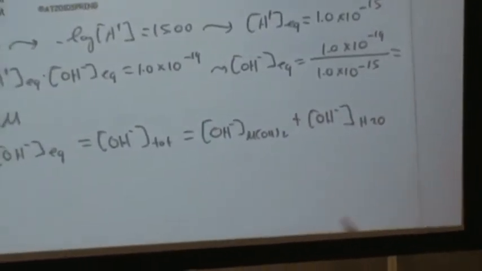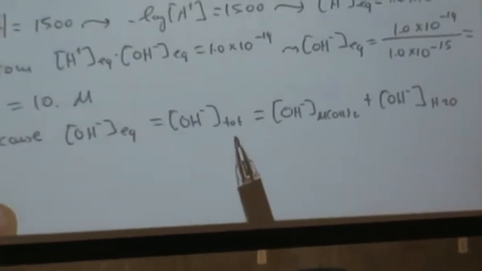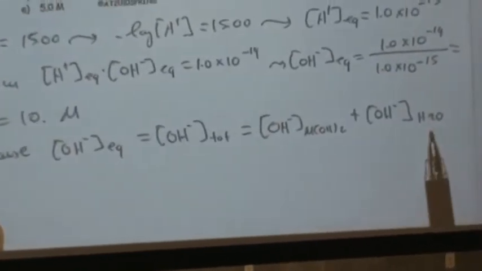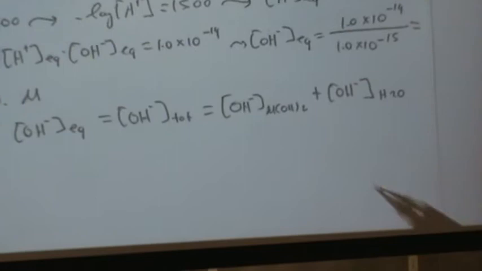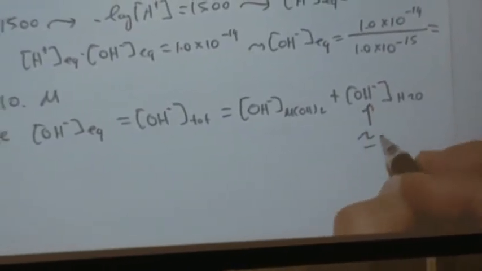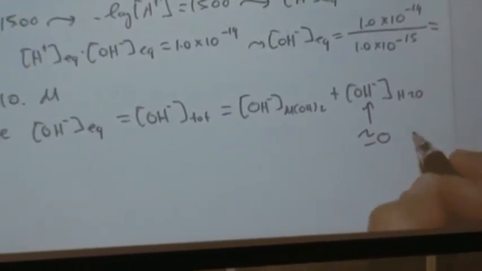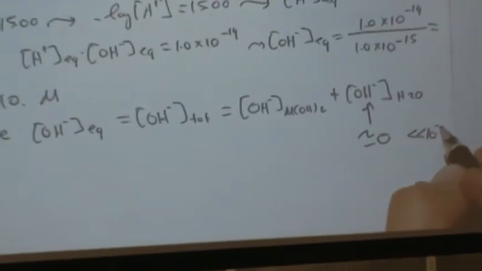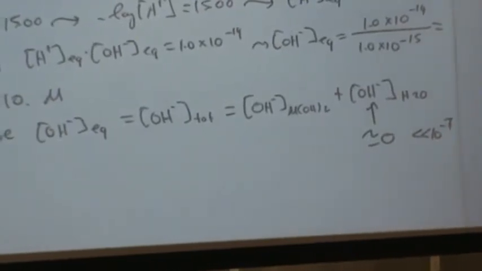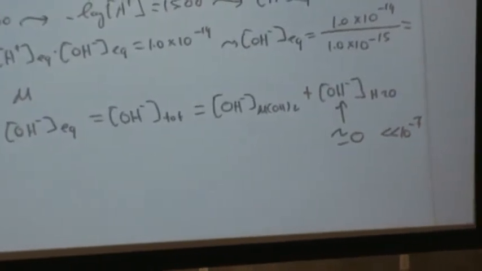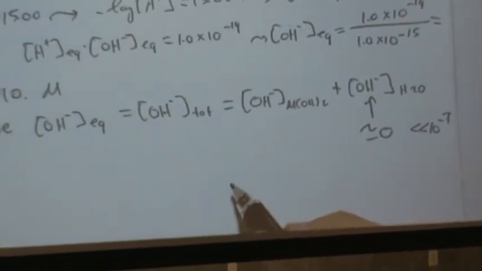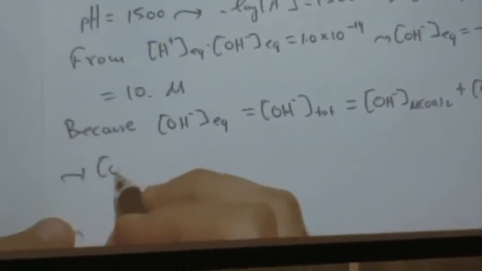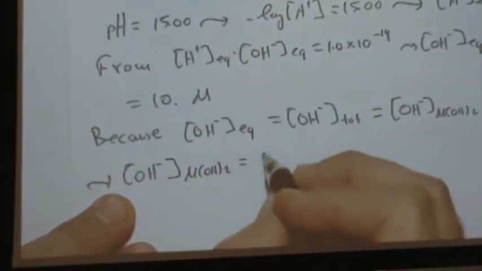So these things are really nice to understand. The equilibrium is the total, and the total is from these two, right? Now, as we said, this one here is about 0, because it's much, much less than 10 to minus 7. 10 to minus 10, 10 to minus 12, whatever. So you ignore it. Therefore, the concentration of hydroxide ions that comes from the base is equal to 10.